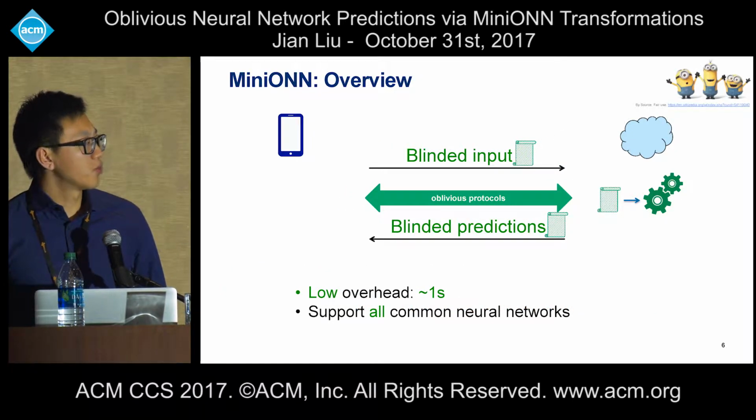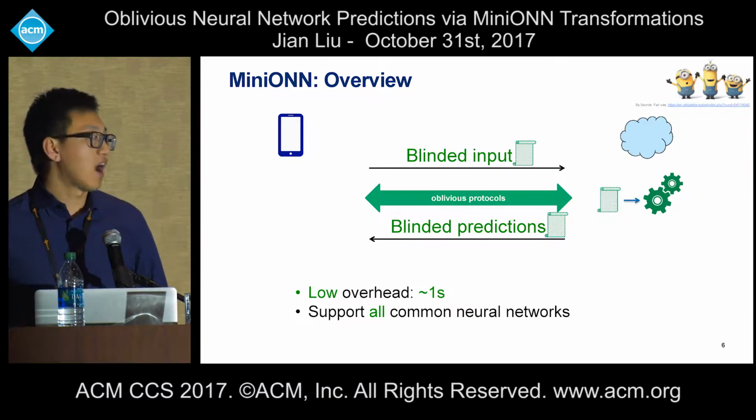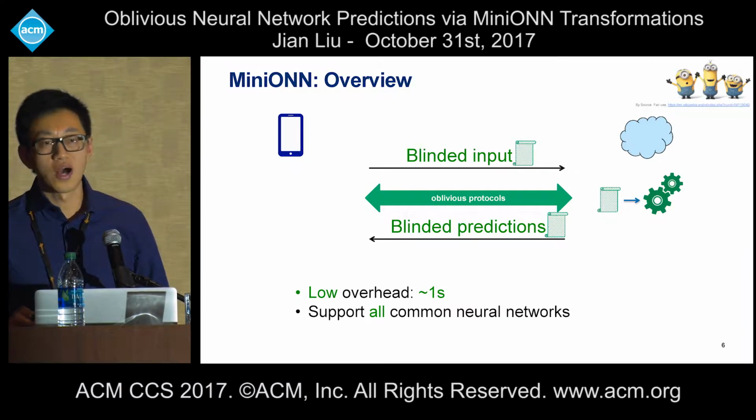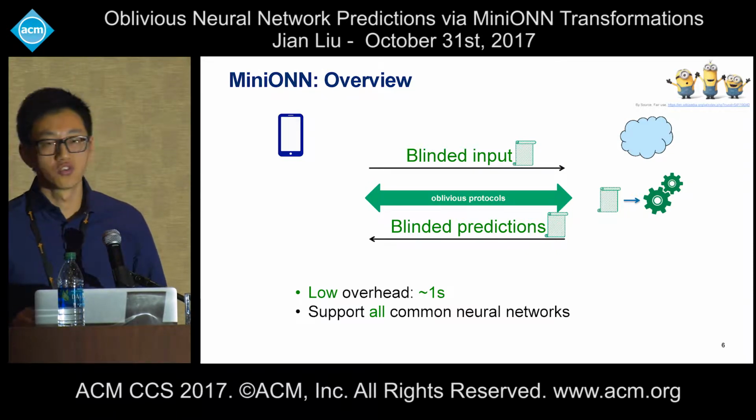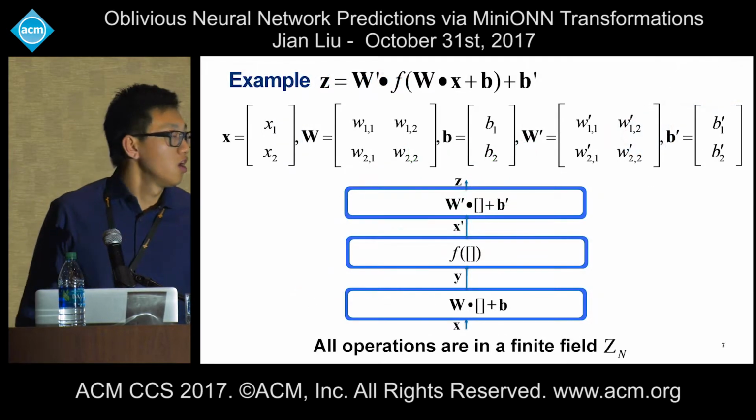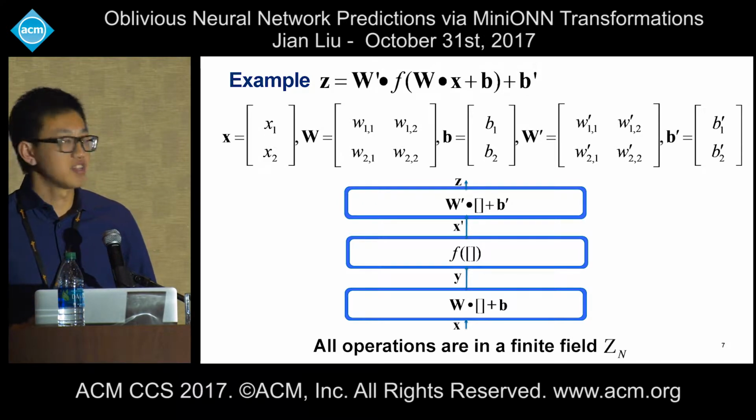So we present a solution called MiniONN, which stands for minimizing the overhead for oblivious neural networks. We only use lightweight cryptographic primitives such as additively homomorphic encryption and secure two-party computation. As a result, we achieve a low latency, which is around 1 second for a single query. And we support all common neural networks. Next, I will explain the idea of MiniONN by transforming a simple neural network.